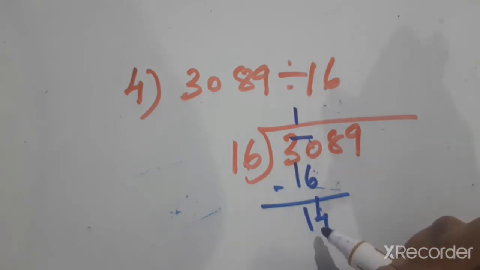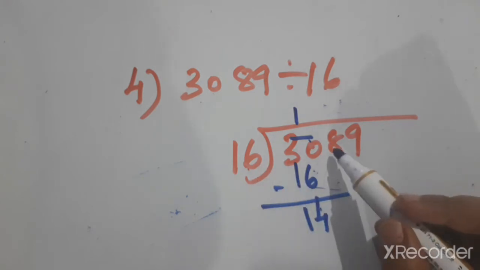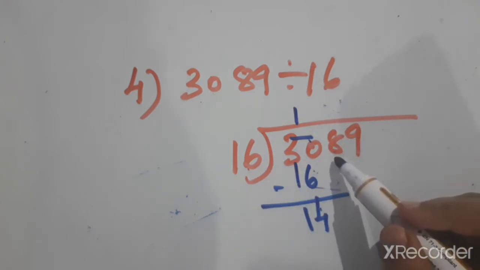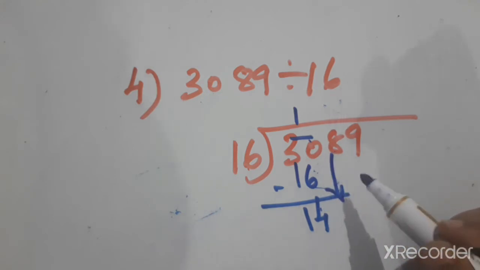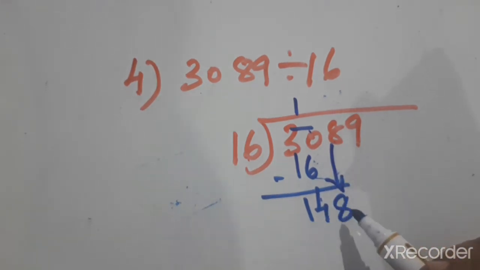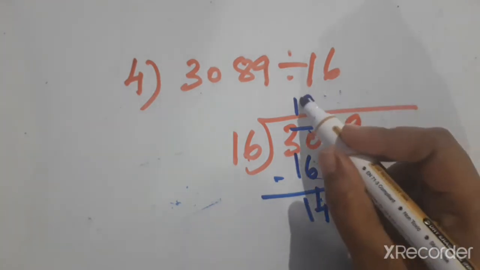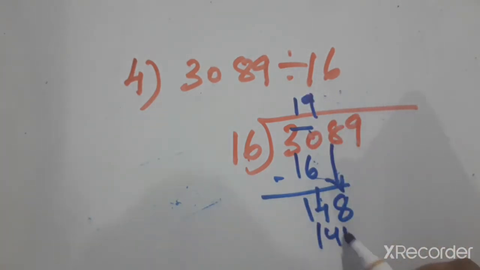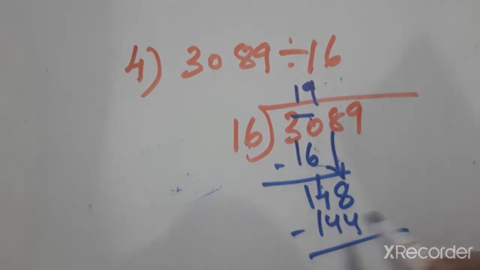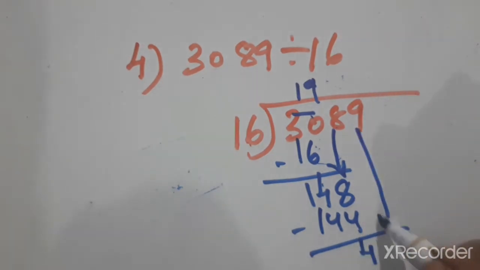14. 16 how much are 14? Because it is a very less number, less than 16. Again we have other numbers to carry down. So better carry down one number, 8. Now 148. Now 16 how much are nearer to 148? 16 10s are 160 and 16 9s are 144. 9s are 144. Minus. 8 minus 4 is 4. 4 minus 4 is 0. 0. And bring this 9 down.